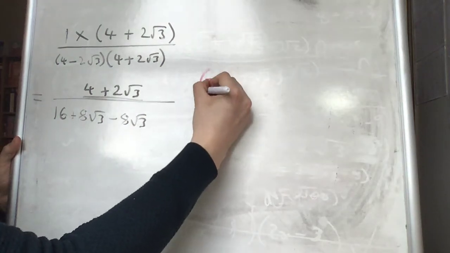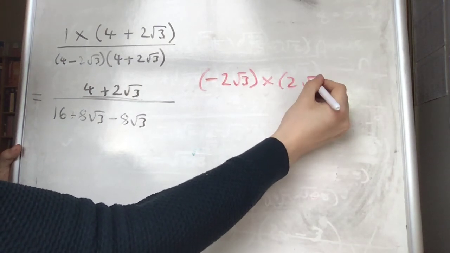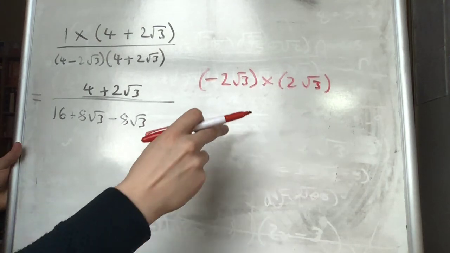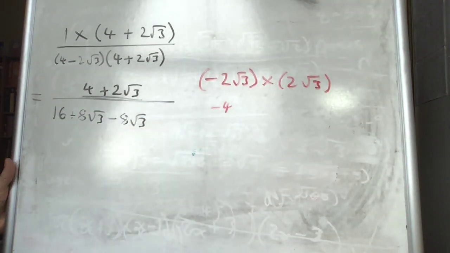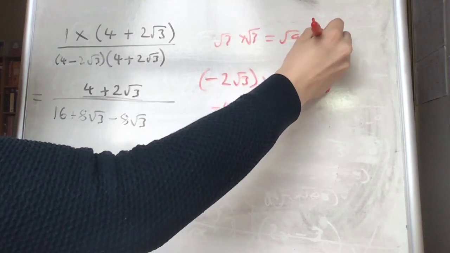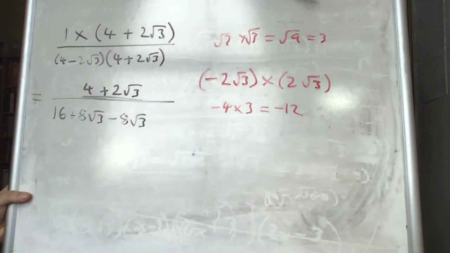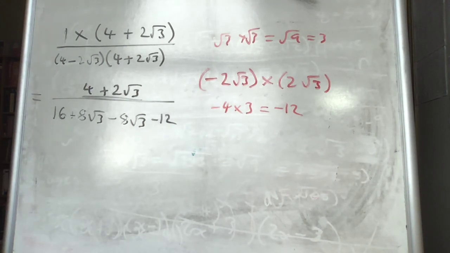So we've got minus 2 square root of 3 multiplied by 2 square root of 3. Okay, and when we've got a situation like this, let's think about this in stages. So we've got minus 2 times 2 is minus 4, and we've also got square root of 3 times the square root of 3, and we knew that the square root of 3 multiplied by the square root of 3 equals the square root of 9, which equals 3. So that's minus 4 times 3, and that equals negative 12. And so we're just going to pop negative 12 into the bottom of our expression here in the denominator, and then I just want to simplify this down.